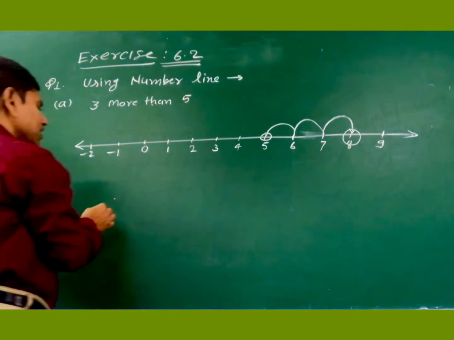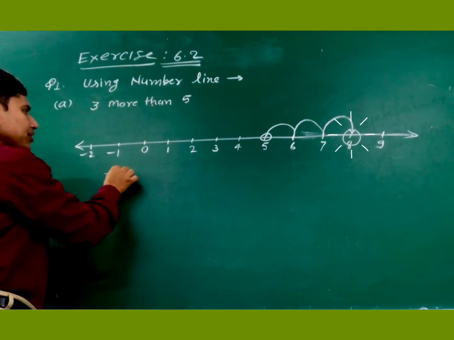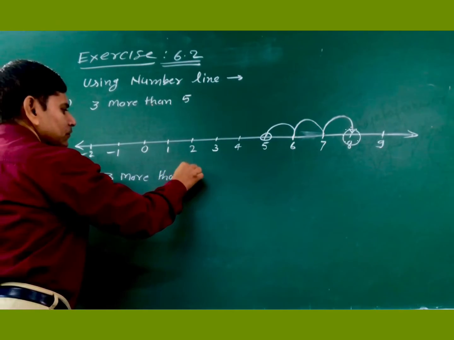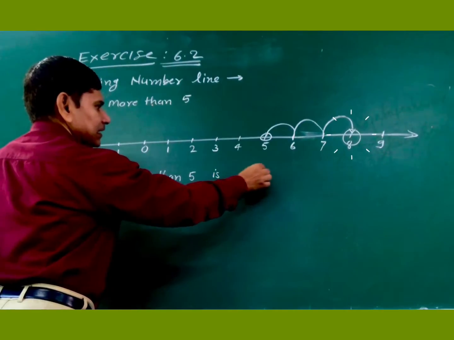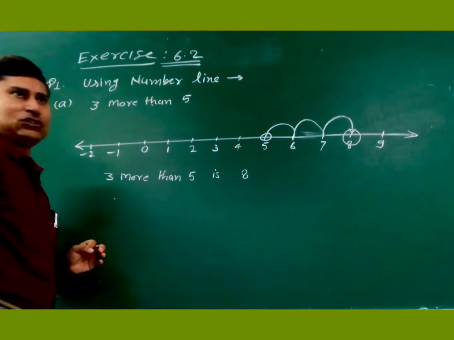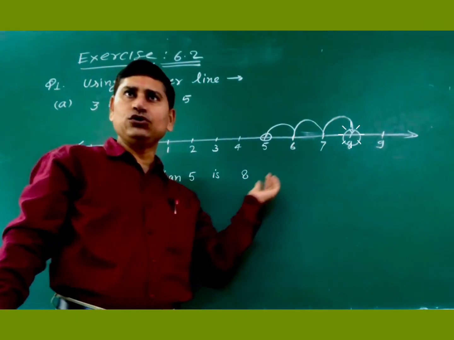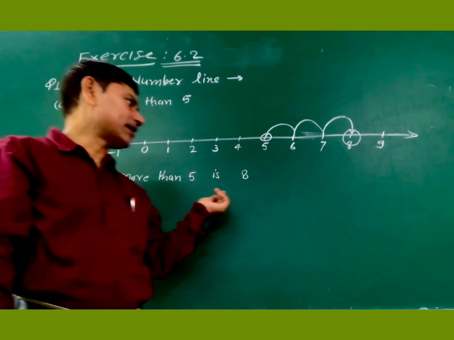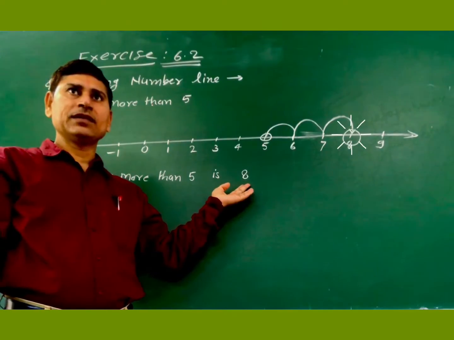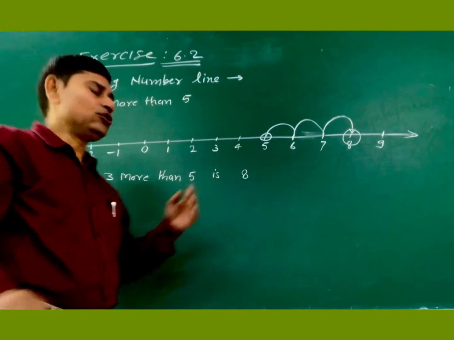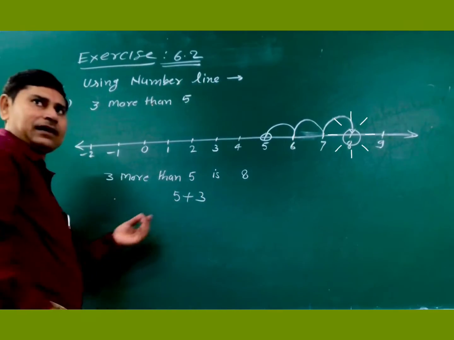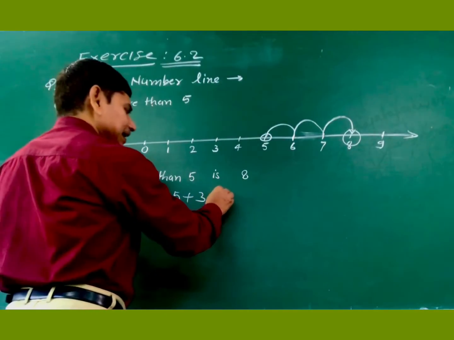It means you will write your answer: 3 more than 5 is 8. You will get 8 here. So your answer is 8. Finally you will write here that it is 8. And generally you can see that 5 plus 3, how much? This is again 8.